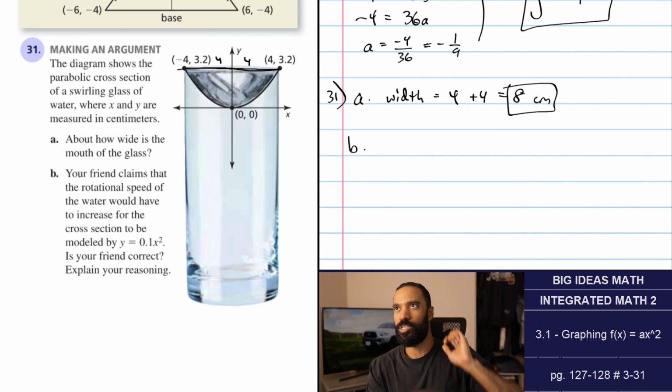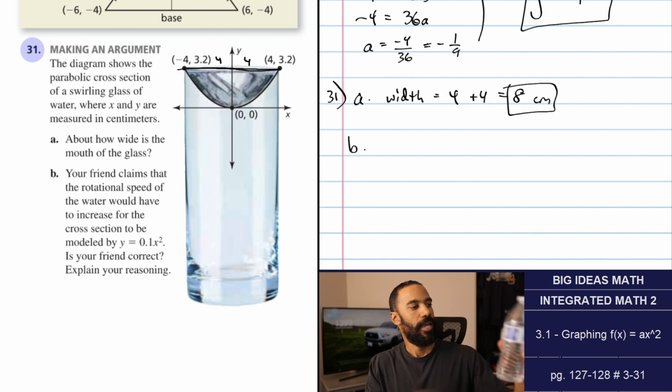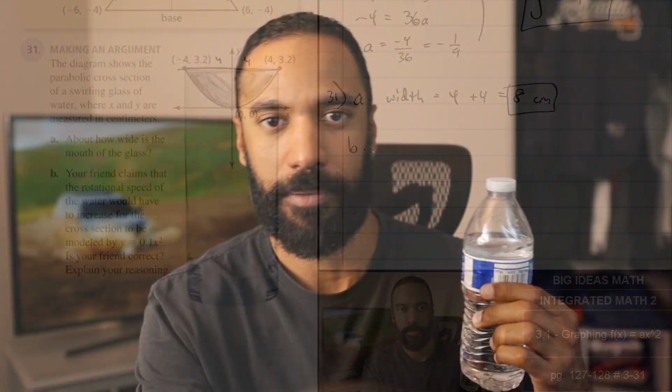So the real question is, at still water, mine obviously isn't perfect. Mine isn't even swirling, right? But at still water here, it's flat. So I imagine that the more you rotate it, the more of that swirl effect you'll get. So it means the taller the swirl will be.